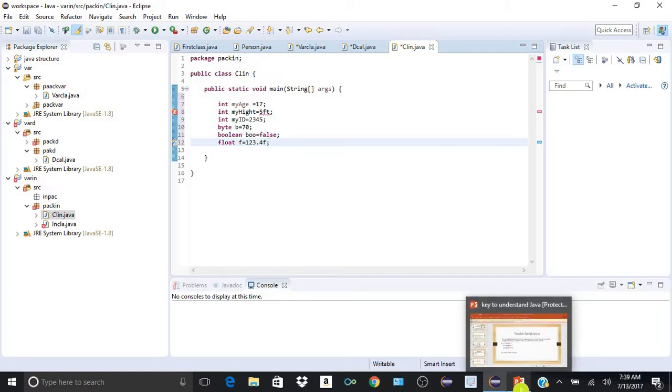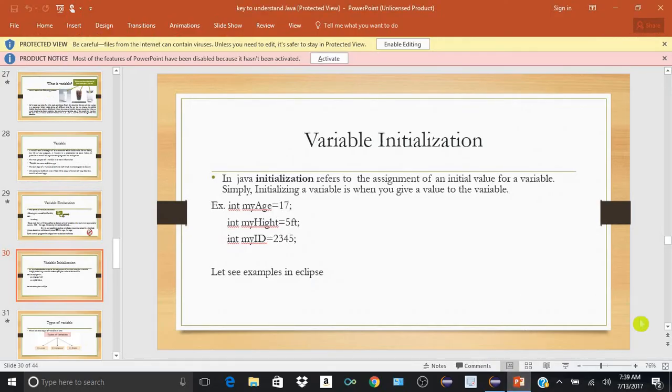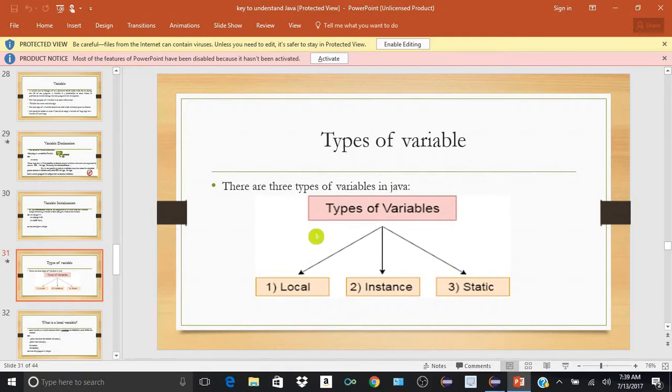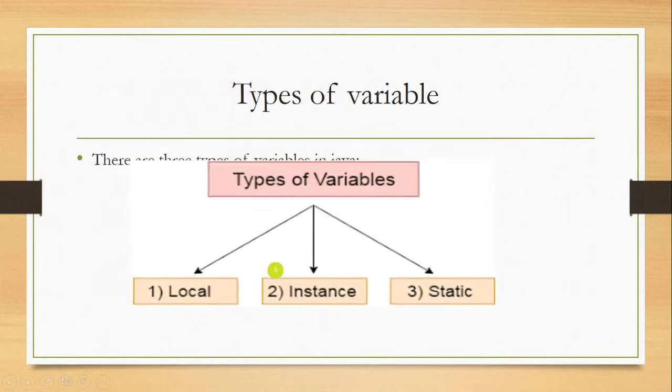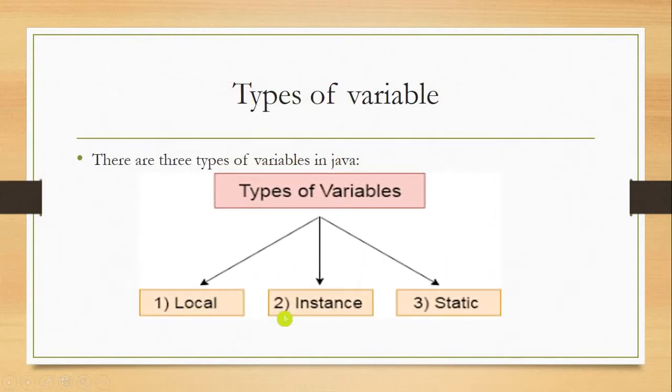Now, our next discussion in this lesson is types of variables in Java. There are three types of variables in Java. These are local, instance, and static variables. Let's see each variable one by one.